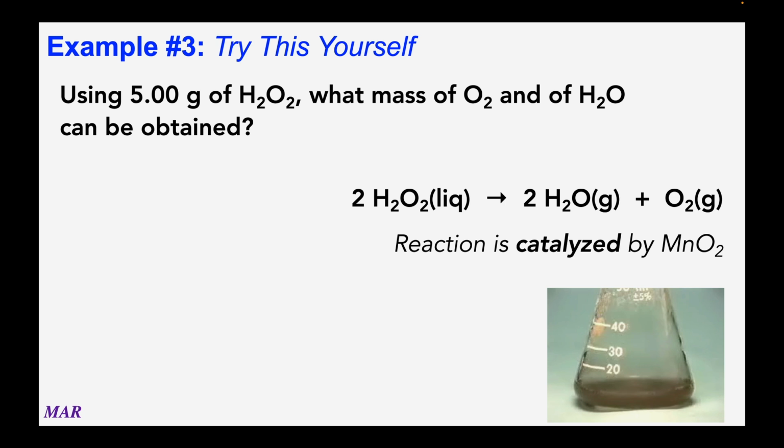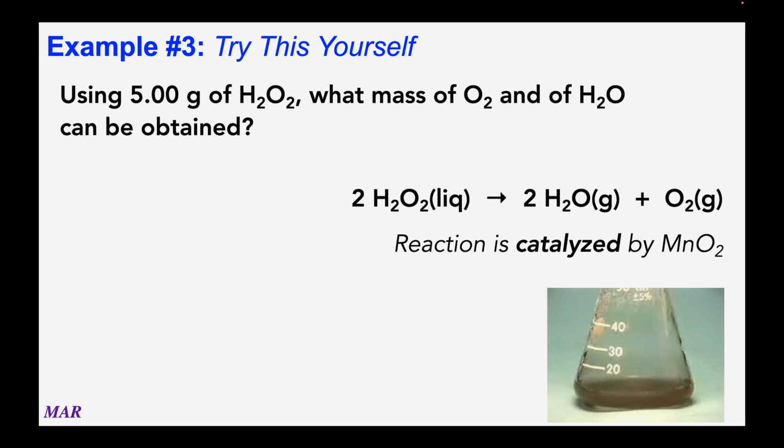I'd like you to try this problem on your own. This is a grams, moles, grams problem that's very similar to what we just did with ammonium nitrate. In this problem, we have 5 grams of H2O2, and I'm curious what mass, in grams, of O2 and water you can obtain using this amount. So I'd like you to find the theoretical yields, if you will, of water and O2.